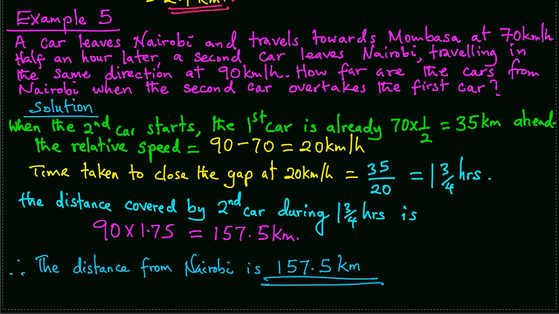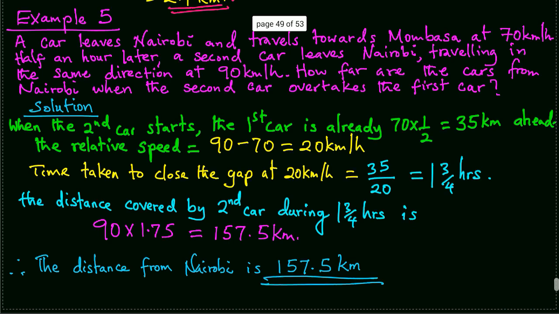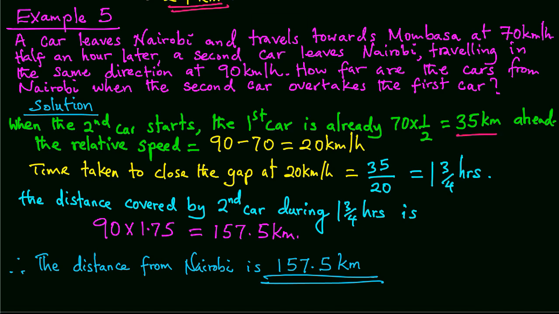So in this case, when the second car starts, the first car has already covered 70 times a half. So that is 35 kilometers. And this is what we treat as the distance between the two cars by the time the second car starts. Now, since they move in the same direction, the relative speed will be the difference in their speeds, and that is 20 kilometers per hour.